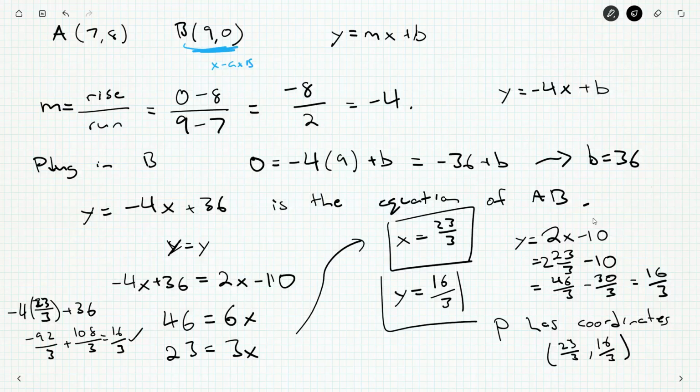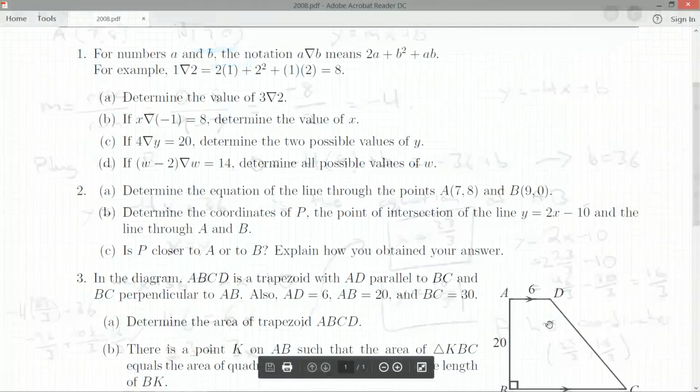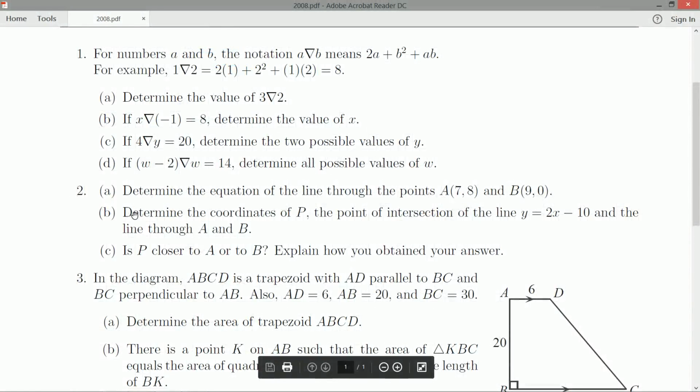I was a little thrown off because I thought we were going to get, with the 46 and the 6 there, I thought that it might go evenly, but unfortunately no, 23 over 3. But that does it for 2b. We've got the coordinates of the point of intersection.